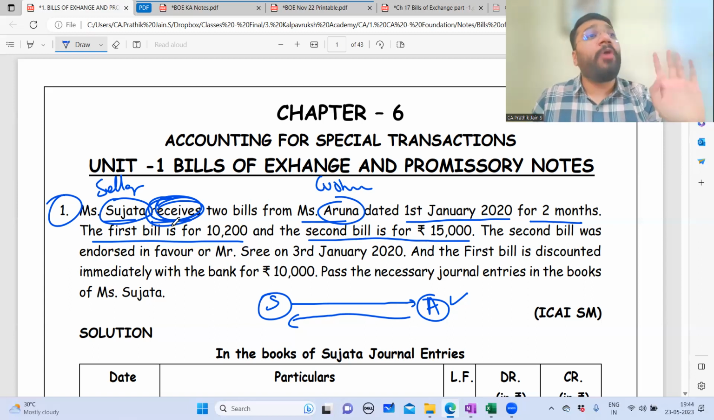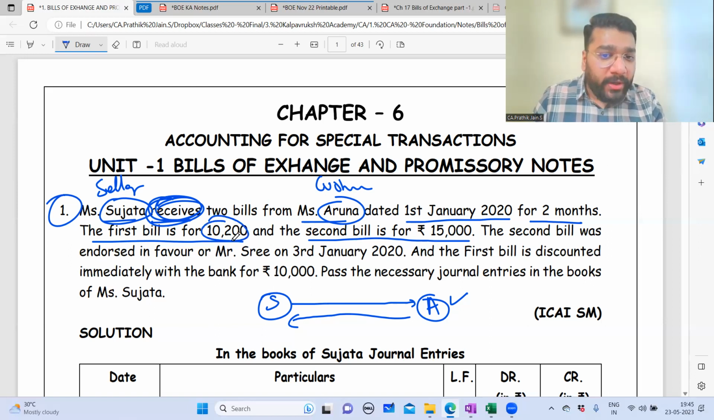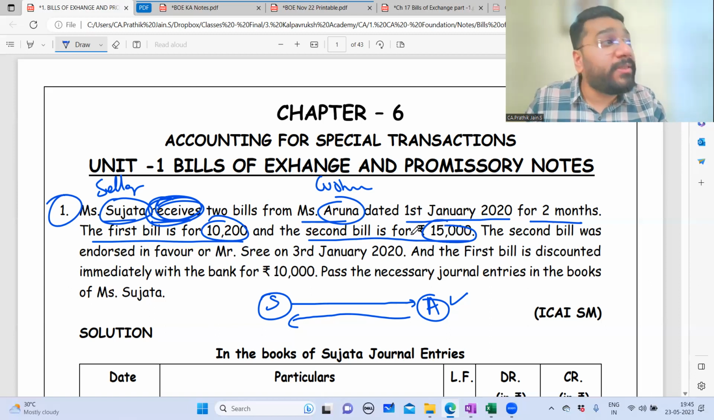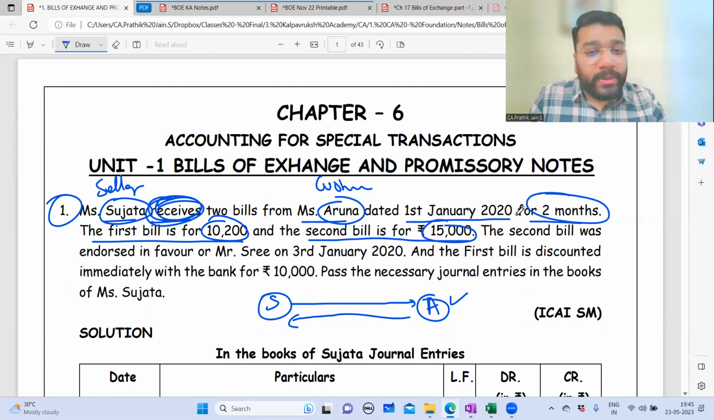Guys, Sujata is receiving how many bills? 2 bills. One bill is worth 10,200. Second bill is worth 15,000 rupees. And what is the credit period of these 2 bills? Credit period is 2 months. The second bill, guys, they talk about second bill. Second bill means what? 15,000.